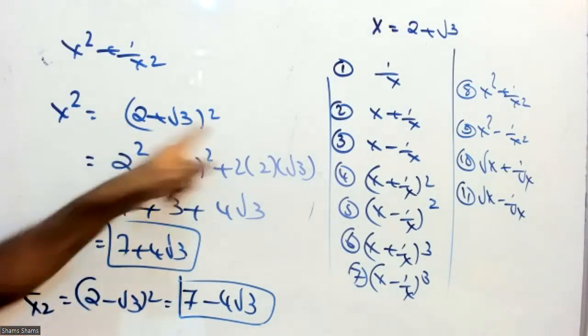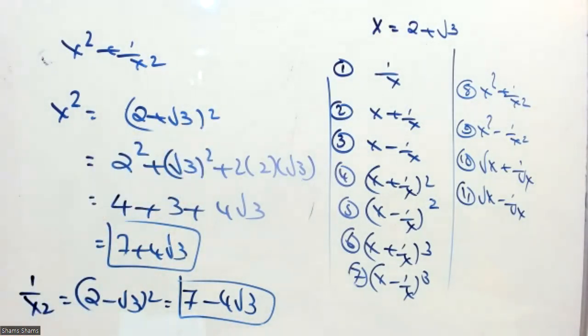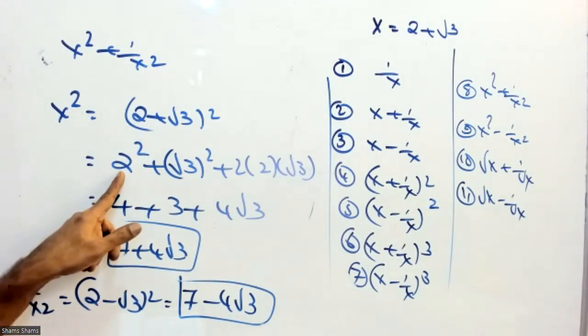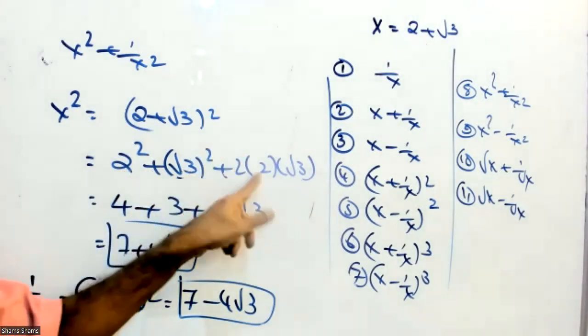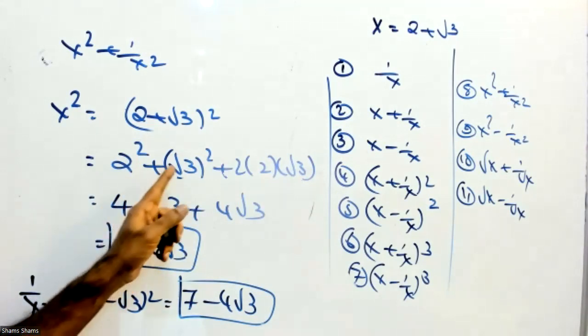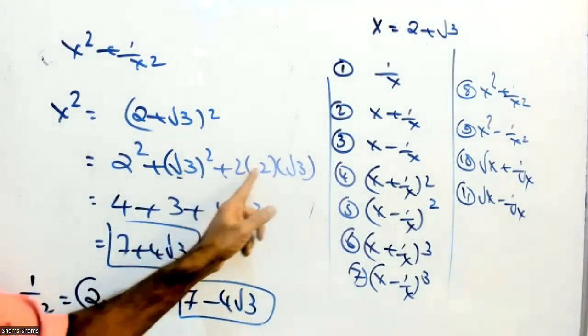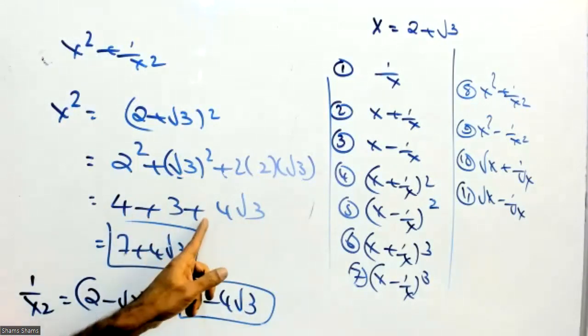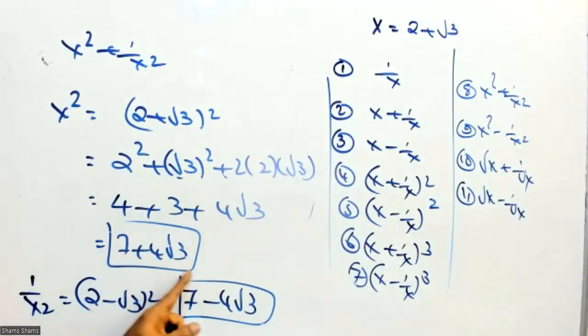Look, a plus b whole square is a square plus b square plus 2ab. A square, b square, plus 2 into a into b. 2 square is 4, root 3 square is 3, 2 into 2 root 3 gives 4 root 3. 4 plus 3 is 7 plus 4 root 3.